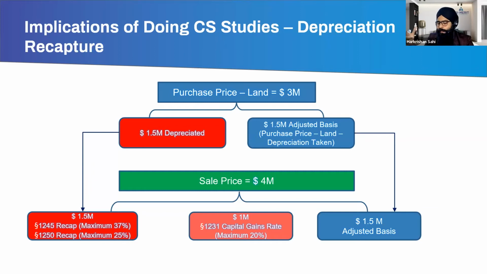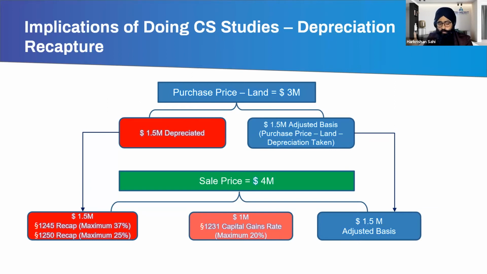That's one. Second is, if you have any 1250 recapture, if you have any 1250 property, what does 1250 property mean? It means that you did not do a cost seg. You bought a property, you depreciated it straight line, purchase price divided by 39 years, whatever number you get, that's 1250 property. That will be recaptured at 25%. Now, remember, there is a gain of $1 million. That gain will be taxed at a capital gains rate, which right now is a maximum of 20%.